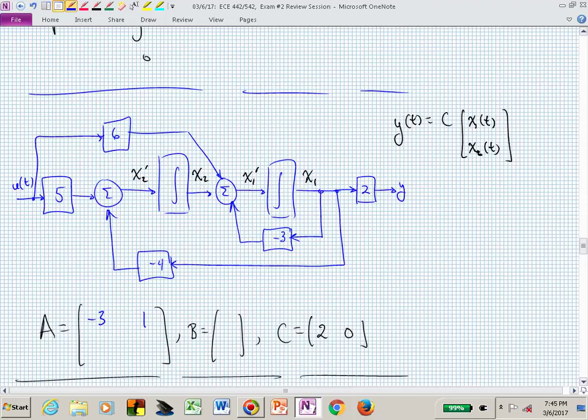What's that other arrow doing coming in? We've already accounted for x1 and x2, but there's another input to that summing junction. Well, that's feeding the input in with a gain of 6. So the top row of B, which impacts the definition of x1 prime, contains 6 U's.